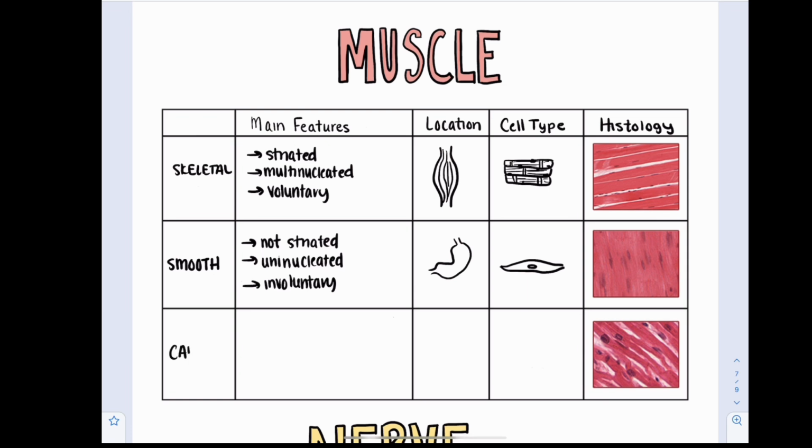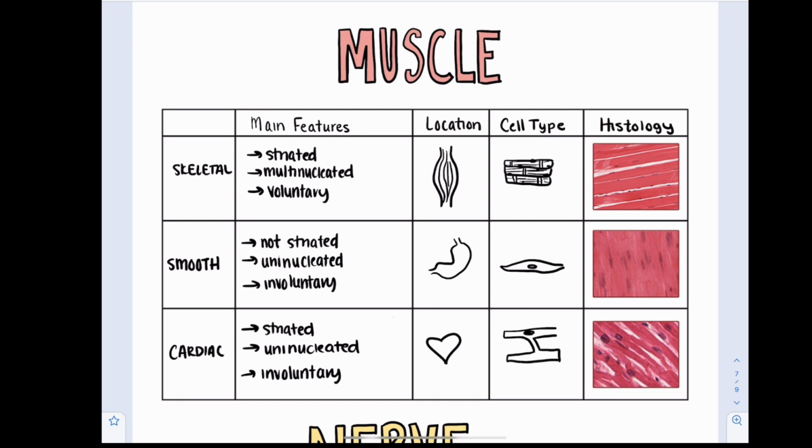Lastly, cardiac muscle is striated and uninucleated, meaning 1 nucleus. Cardiac cells are joined together via intercalated discs. This allows for the muscle fibers to contract as 1 unit. The contractions are involuntary. I don't think you think about making your heart beat, and they're found within the walls of the heart.